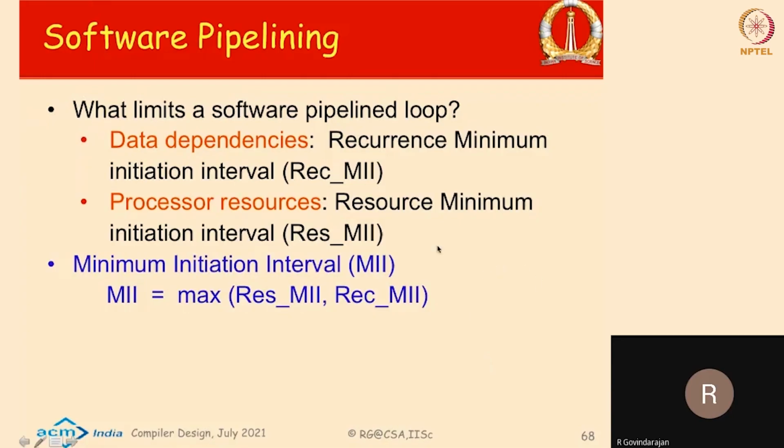The dependence constraints, because of the recurrences that you have in your program, what are called cycles, pose a minimum initiation interval. Similarly, processor resources and the number of operations that you have to perform within the loop pose certain constraints, and they give another lower bound called the resource minimum initiation interval. The maximum of these two would be the minimum initiation interval for a loop. You may or may not be able to construct a schedule for this graph with that minimum initiation interval, but you will definitely be able to construct one for a value greater than or equal to MII.